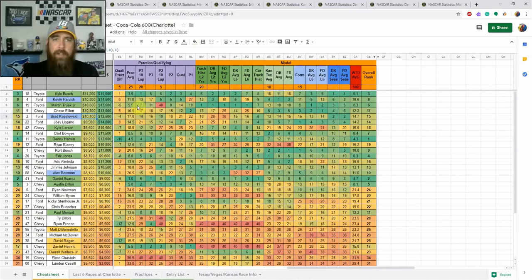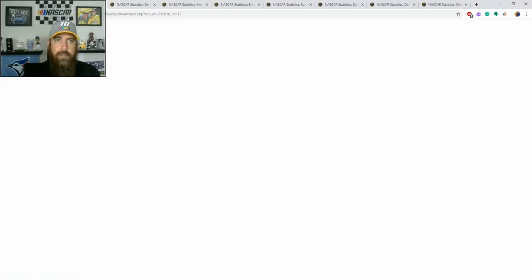Jump over and we'll look at practice and qualifying times. Right up number one for me. He's not number one in my model. That goes to Denny Hamlin this week, just slightly because he's been a little bit better, as you can see here at Kansas, Texas, and Vegas. But Kyle Busch is definitely my number one this week. He's qualified third. He's been good here in the past.